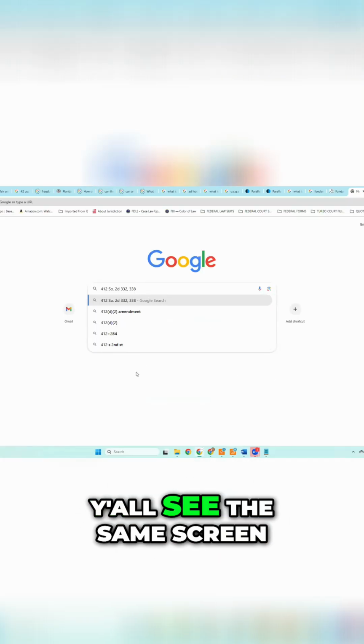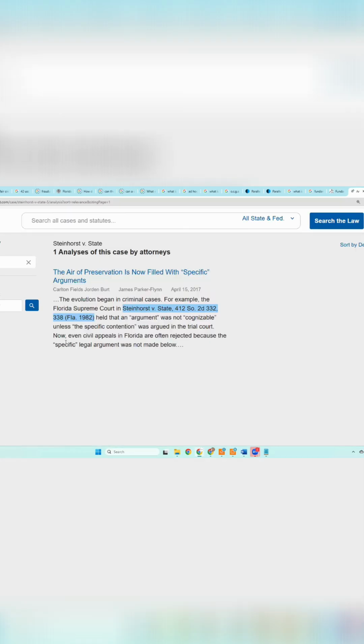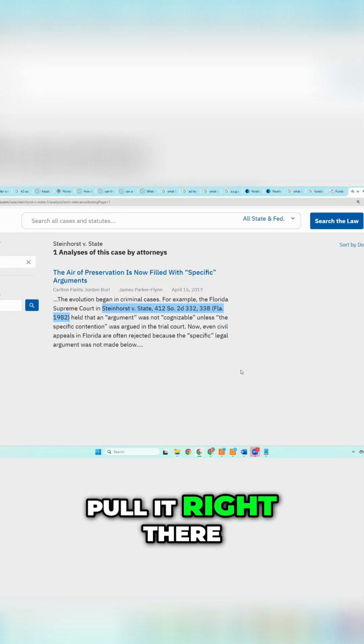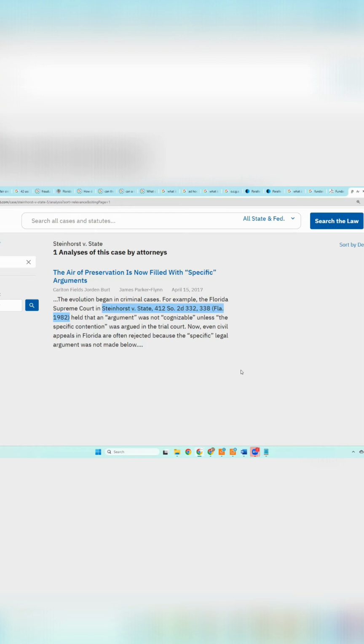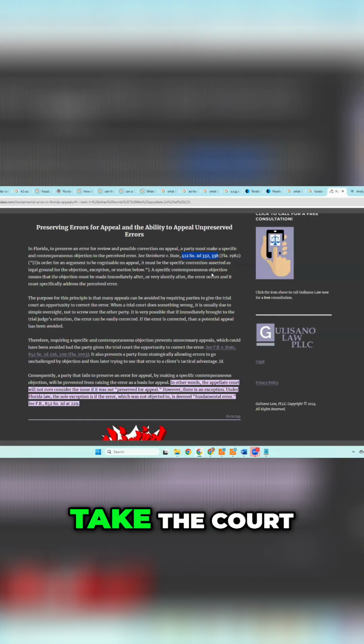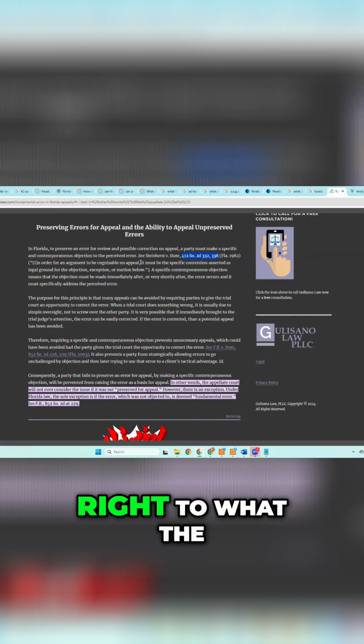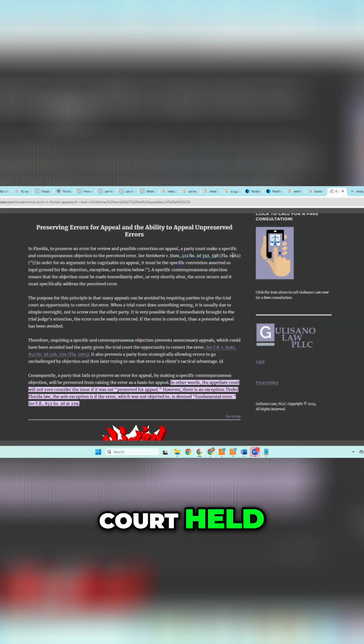Y'all are watching the screen, right? Y'all see the same screen? Yep. I see it. Y'all get that? And if you go to 338, whatever they show right there, see that? Pull it right there. So that's what a pin site is. It takes the court right to what the state, or another court, held. And when you see that, that means the Florida Supreme Court.